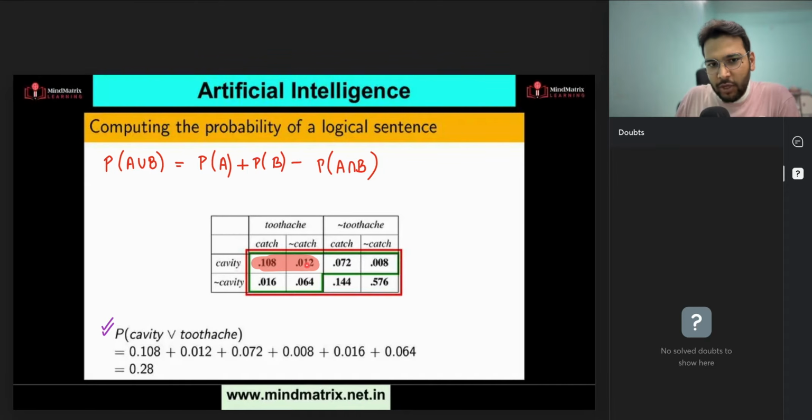If you are adding it twice, carefully observe here, don't you think that you are adding these 2 values twice? Yes or no? Why are you adding these 2 values twice? Because these are common. So that is the reason why we subtract A intersection B. So if you see the calculation here, you are not adding these two values 0.108, 0.12 twice. I hope this is also clear to all of you. Okay, fine. So now we can proceed further.